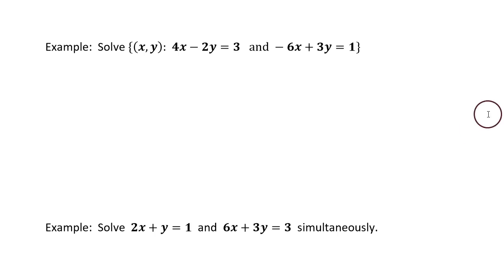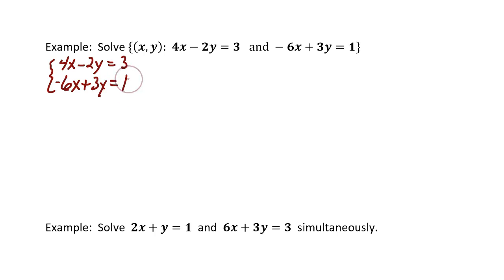Let's try another example. Solve this. We're looking for ordered pairs x, y such that this equation and this equation are true. This is just another way to write a system. The first equation is 4x minus 2y equals 3, and the other equation is negative 6x plus 3y equals 1. The problem does not specify a method to use. We can use linear combination or substitution. Let's go with linear combination.